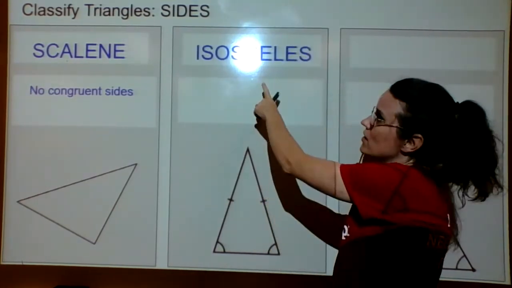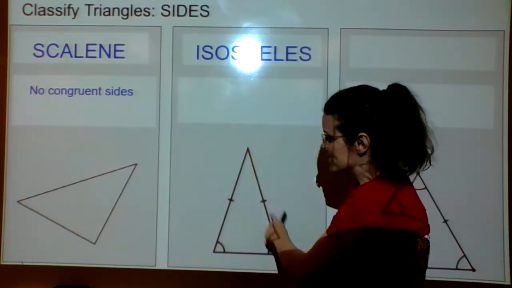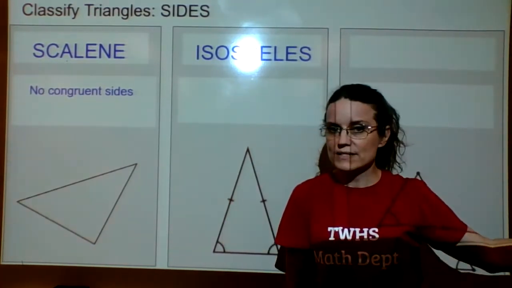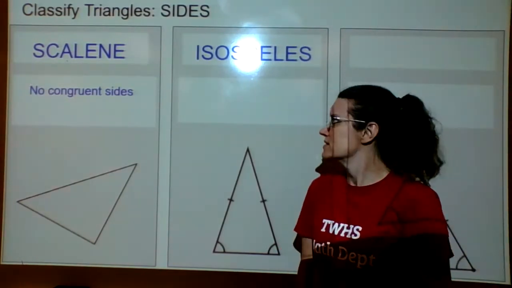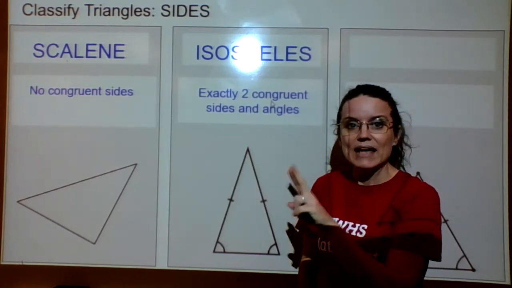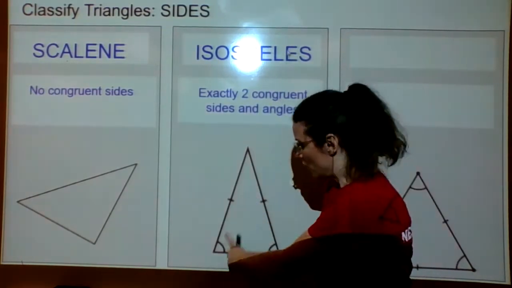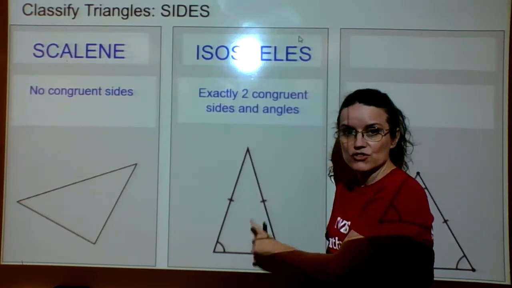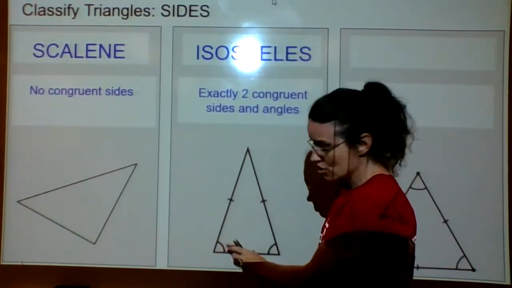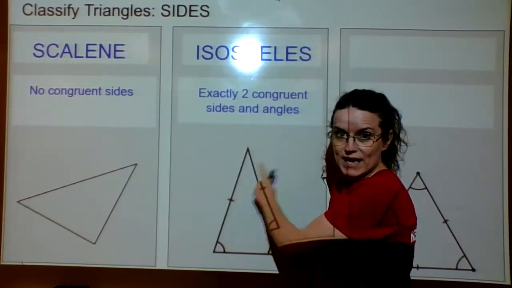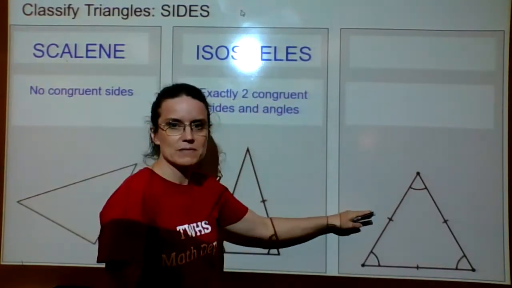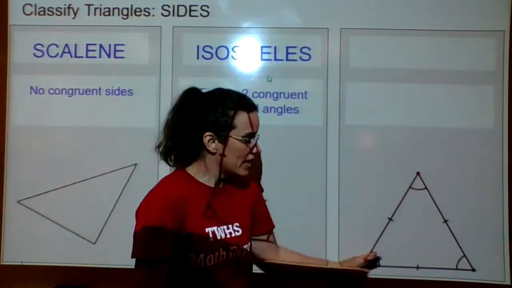On this one, we call this isosceles if it has two congruent sides in it, and only two. A third congruent side, we do something different with that. So isosceles is always just exactly two congruent sides. And if there are two congruent sides, there will always be two congruent angles directly opposite them. So we'll have two sides that match, two angles that match, one side that doesn't, and one angle that doesn't.